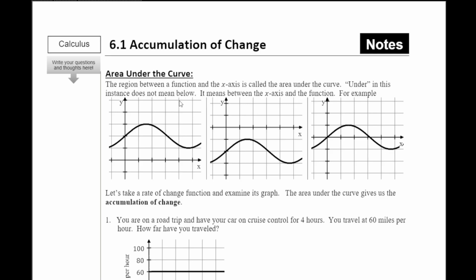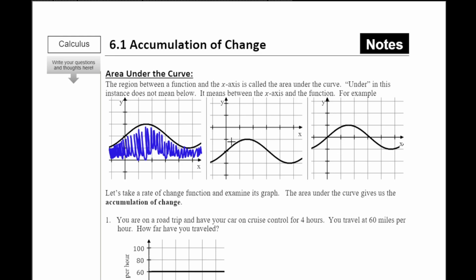6.1 Accumulation of change. The area between a function and the x-axis is called the area underneath the curve. Under does not mean the same as below. It just means between the curve and the x-axis. For example, if we want the region under this curve here, the x-axis is right there. So the region under the curve is just the region between the curve and the x-axis, all this here in blue. In this case, it's below the curve.